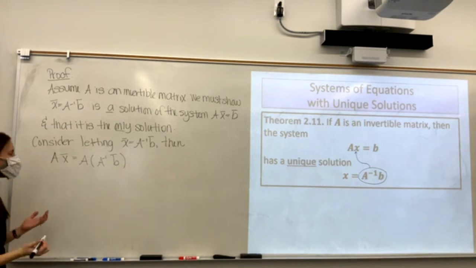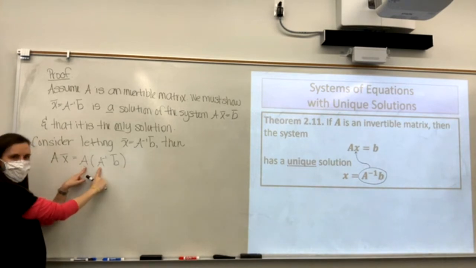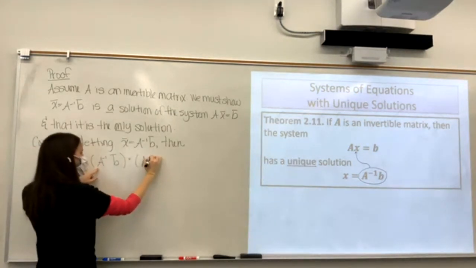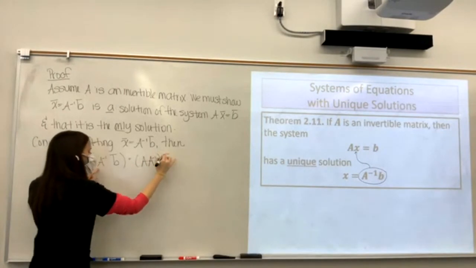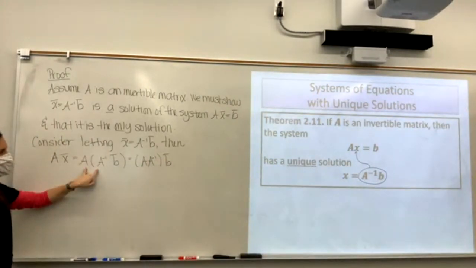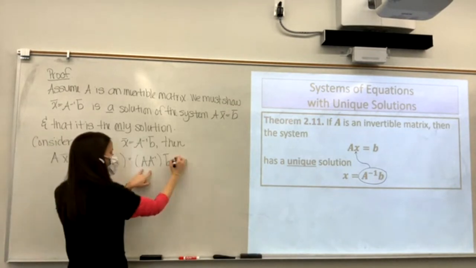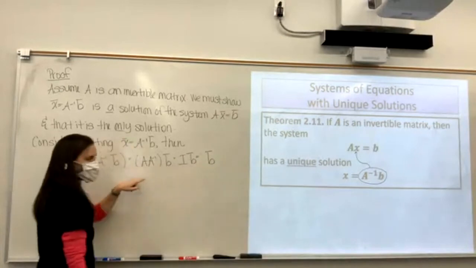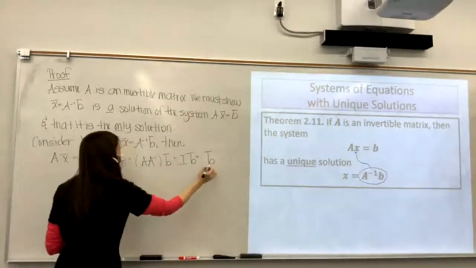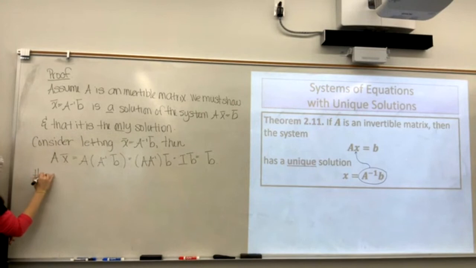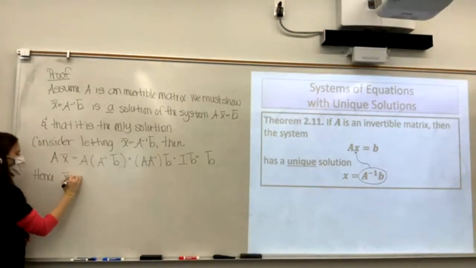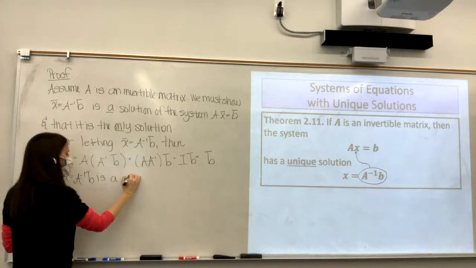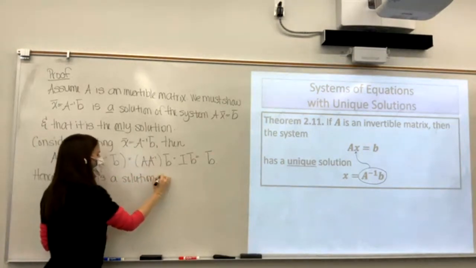But when I do that, because of my associativity, I can reassociate, right? And multiply A times A inverse first. And that, of course, is the identity. So I get the identity matrix times B, which is just B. Cool. So we're halfway there. So hence, A inverse B is a solution of the system.